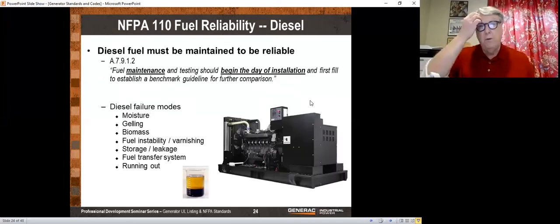All right, we talked about fuel maintenance, and if you look down at the bottom, there's some diesel fuel failure modes: moisture, gelling, biomass, fuel instability, varnishing, storage, leaking, running out. That's a big one. Let me mention that the number one reason why standby generators fail is the battery system. Either we lose the battery or we lose the battery charger. The number 2 reason why generators fail is the fuel system. And in many cases, that's a clogged fuel filter.